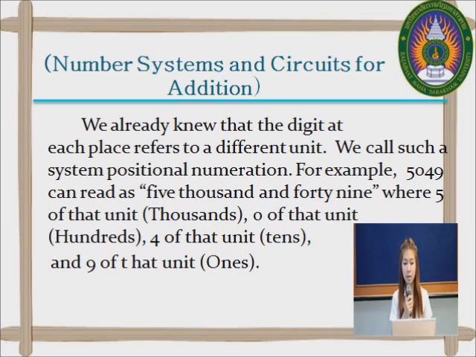For example, 5049 can be read as 5049. There are 5 of the unit thousands, 0 of the unit hundreds, 4 of the unit tens, and 9 of the unit ones.